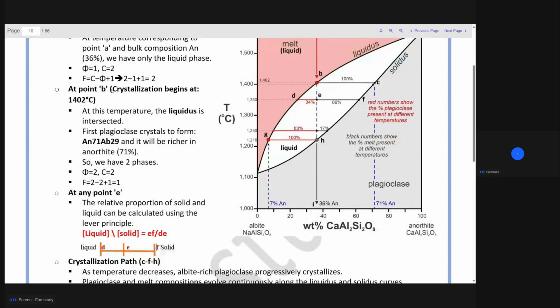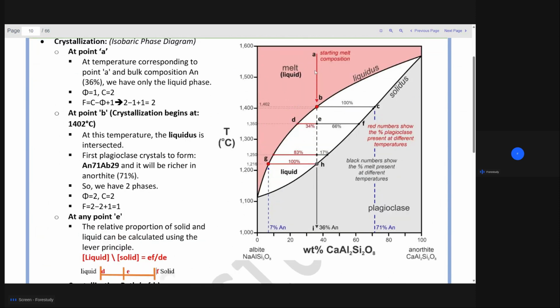Now at point B, we'll start having the first crystal. Point B begins at 1402 degrees Celsius. At this temperature, the liquidus is intersected. The composition A hits the liquidus and we'll start having the first crystal out of our melt.